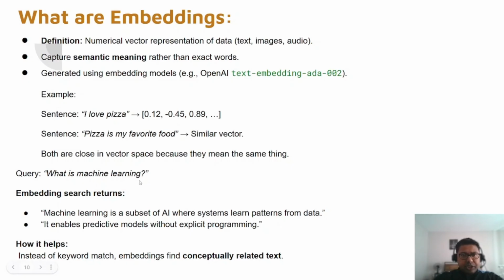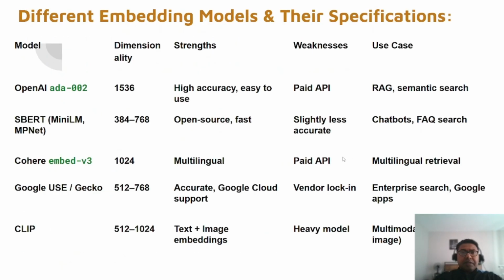Query: what is machine learning? Embedding search returns: machine learning is a subset of AI where systems learn patterns from data. It enables predictive models without explicit programming. So this kind of question can be converted into a vector, then a similarity search can be done and we can retrieve similar responses. How it helps: instead of keyword match, embeddings find conceptually related text. Next, different embedding models and their specifications.